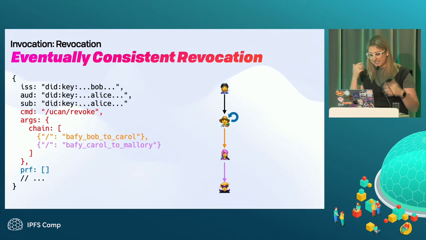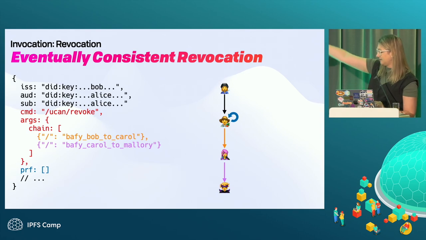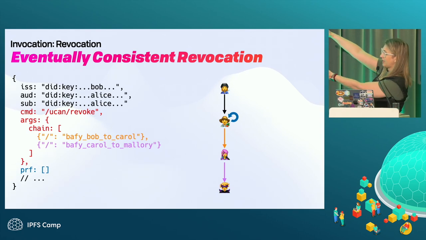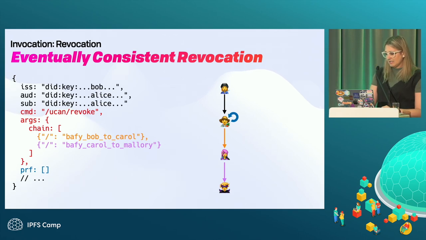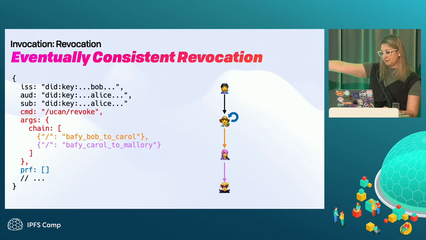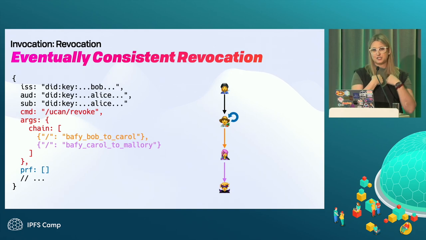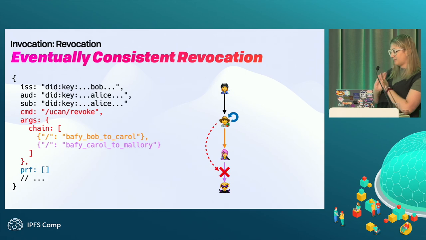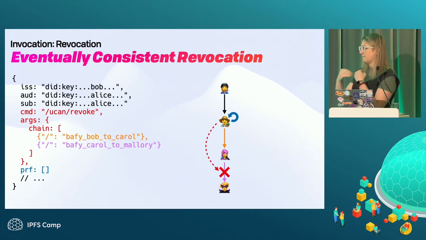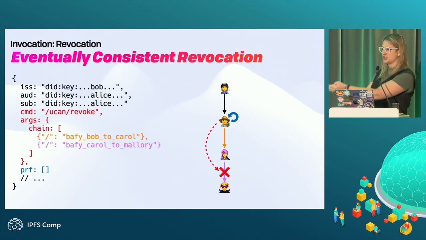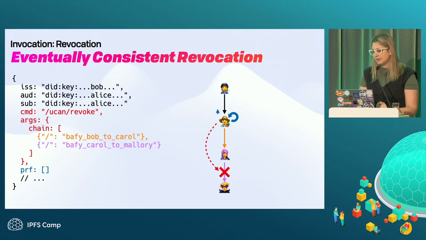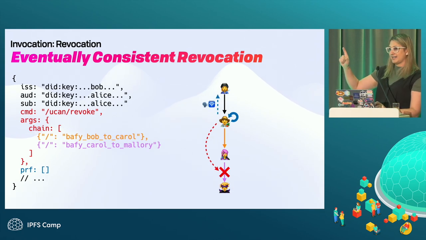And basically, Bob is in this portion of the delegation chain, this bottom three quarters, so he doesn't need any proofs, but does need to show I'm in the chain of the thing that I'm revoking. So he issues this revocation, and that breaks that link and says, you're not allowed to use my authority in your chain anymore. No good.